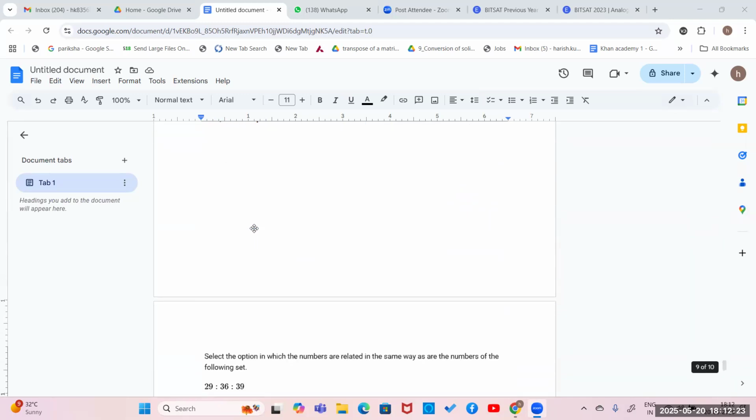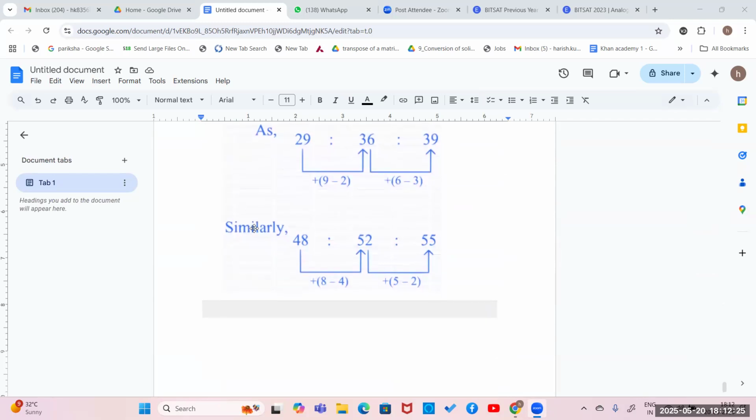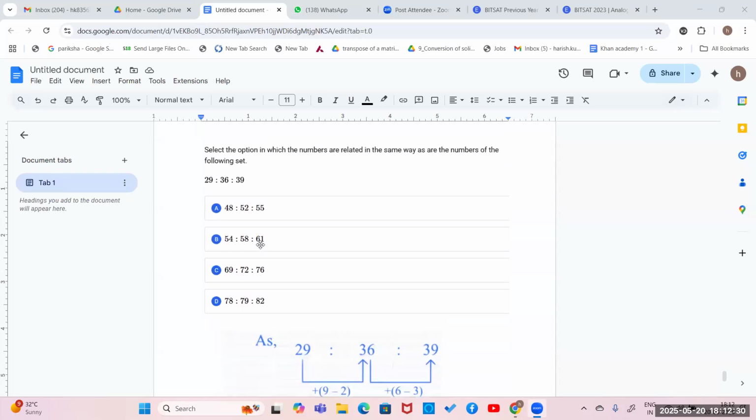Sir, I used another trick. Yes, Tanvi, can you tell me? 29 and 36 has a difference of 7. 36 and 39 has a difference of 3. So 7 plus 3 is 10, and 29 and 39 has a difference of 10. So that worked in option A. 42 and 52 difference is 4. Then 4 plus 3 is 7, and 42 and 55 are the same. Yes, that is also a good logic.